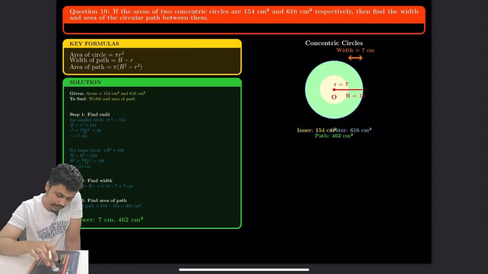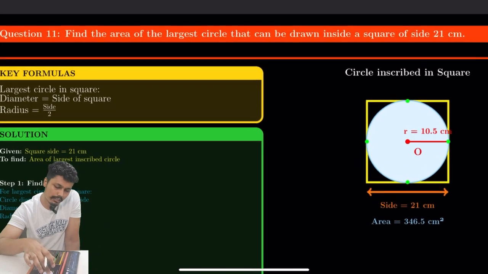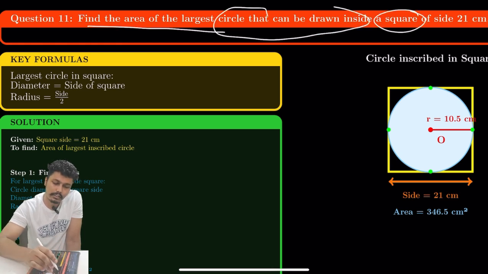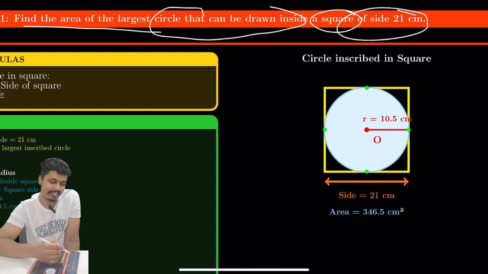Okay, let's go next. Question number 11. What does the question say? The question says, find the area of the largest circle that can be drawn inside a square of 21 centimeter. It's a very easy question.